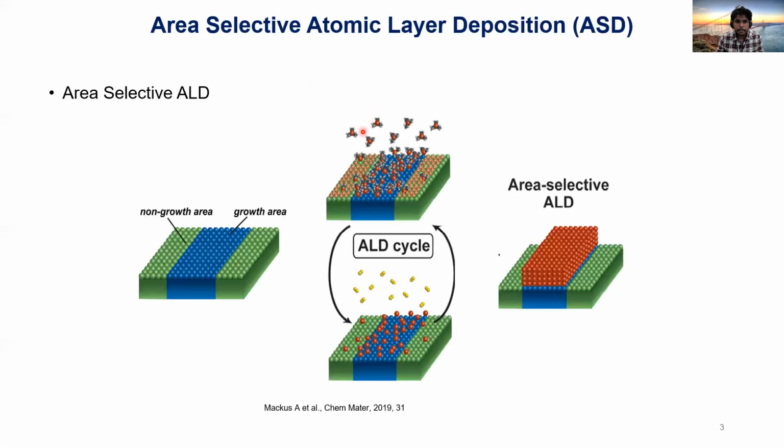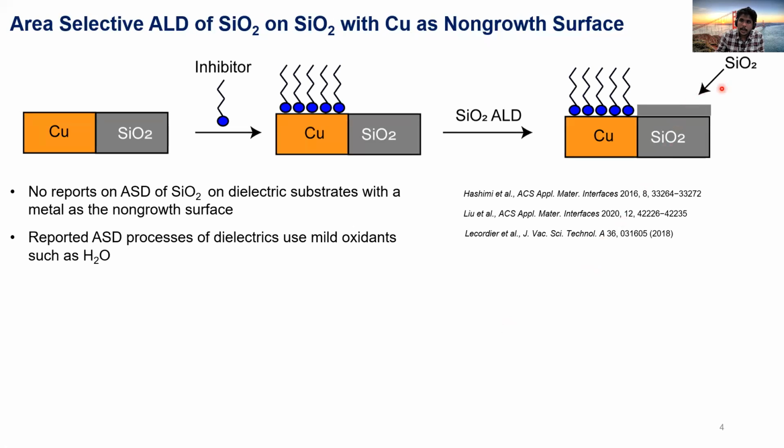In order to find a solution to this, area selective atomic layer deposition process was adopted where there are two surfaces, a non-growth surface and a growth surface. The growth on the non-growth surface is prevented by using inhibitor molecules, which allows selective deposition only on the growth surface. Our work here is based on ASD of silicon oxide on silicon oxide with copper as a non-growth surface.